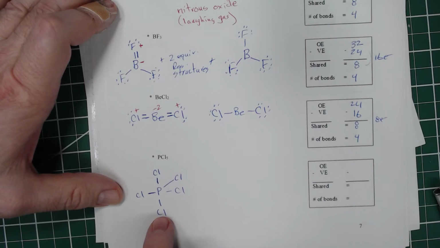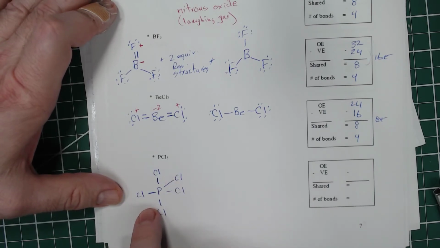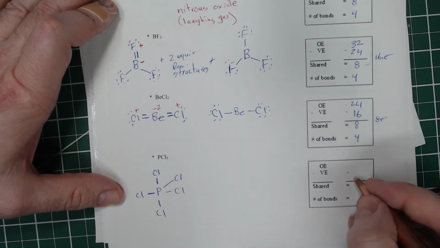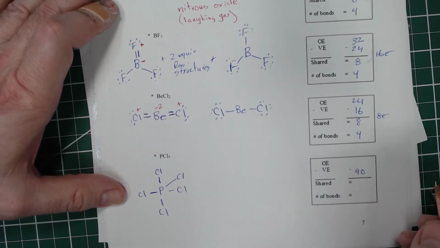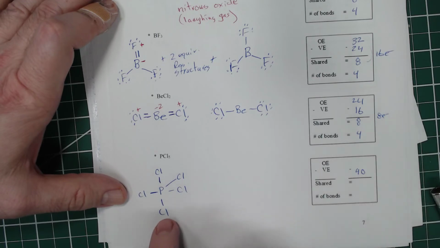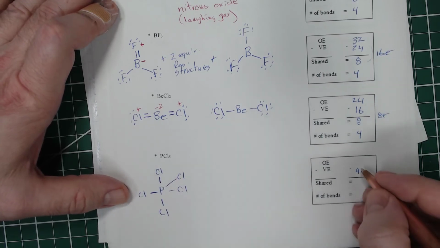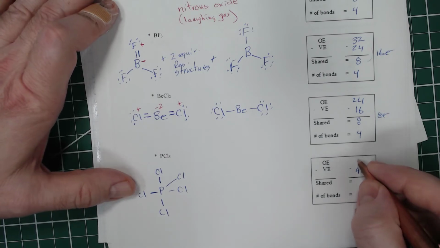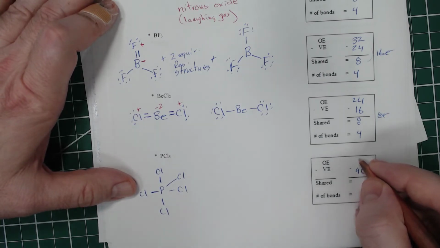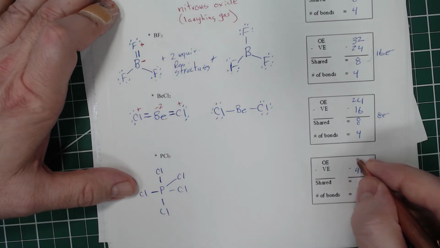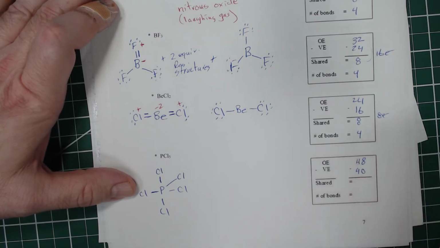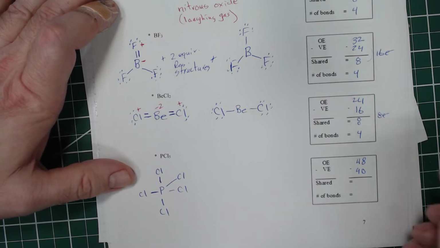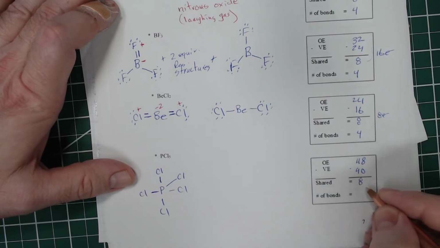So 7 for each chlorine, so 7 times 5, that's 35, plus 5 more for the phosphorus, that gives us 40 valence electrons to work with. Octet, we've got 6 atoms, 6 times 8. All right, so 6 times 8 is 48. My brain left the room there for a second. So 5 times 8 is 40, and 6 times 8 is 48. Okay, so 48 minus 40 gives us 8 shared electrons.